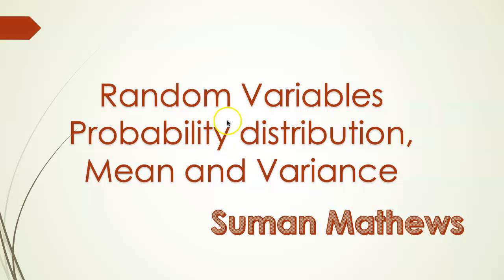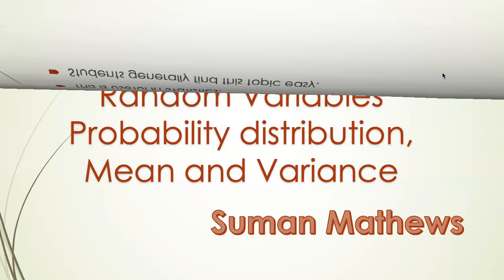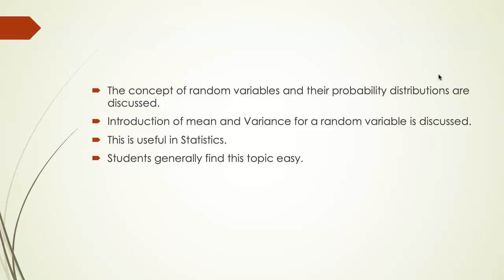Here we discuss what random variables are, their probability distributions, mean and variance. Now this is an important part of statistics and it is also used a lot in computer science, and in general students find this topic easy.